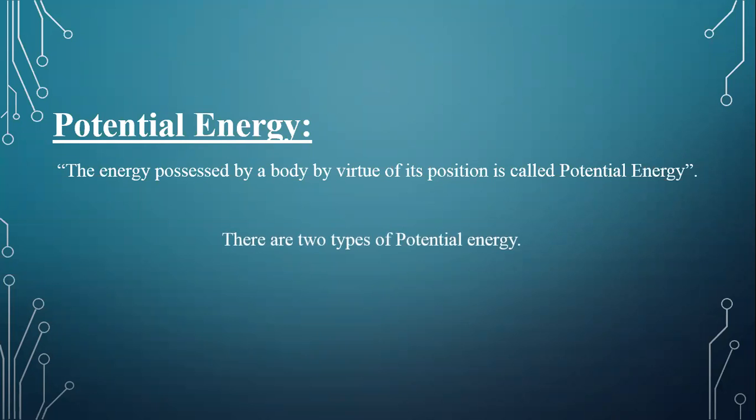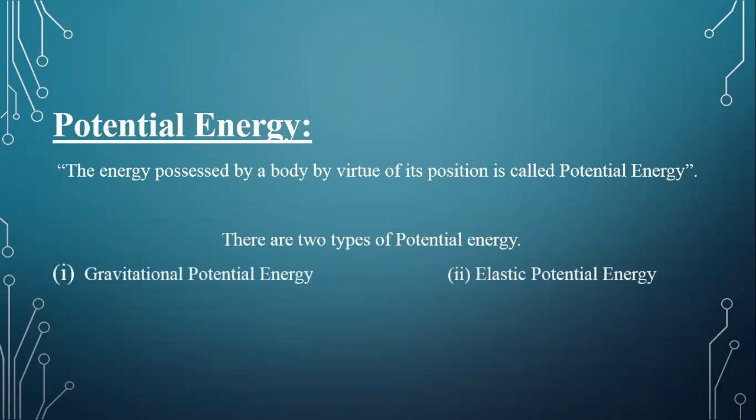There are two types of potential energy. Number one called gravitational potential energy and number two elastic potential energy. तो यहाँ हमें इन दोनों को differentiate भी करना है कि what is difference between the gravitational potential energy and the elastic potential energy. So these are two types of potential energy.